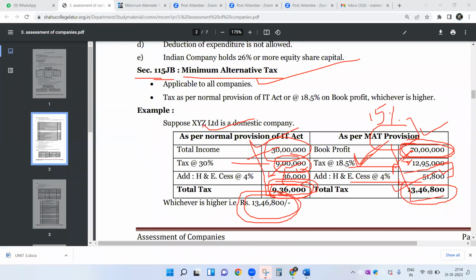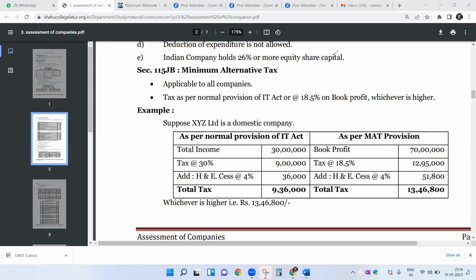Will MAT change every year, sir? Yes, you are asking a silly question. Income tax itself will change every year. Now the finance minister is ready to present the budget. In the budget, every year income tax provisions will change. Income tax rates may change.